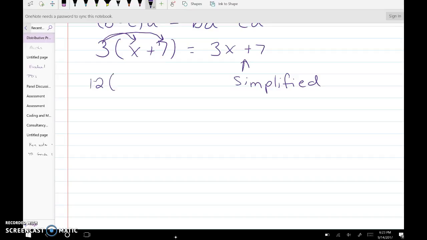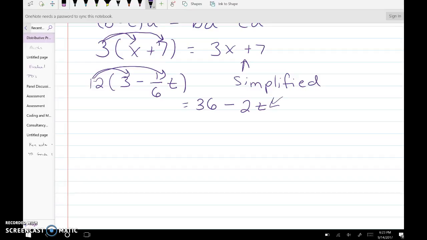Here's another example. 12 times (3 minus 1/6 of t). Again, I'm going to distribute the 12 to both terms. And my answer is going to be 36 minus 2t. Again, this is the simplified answer.